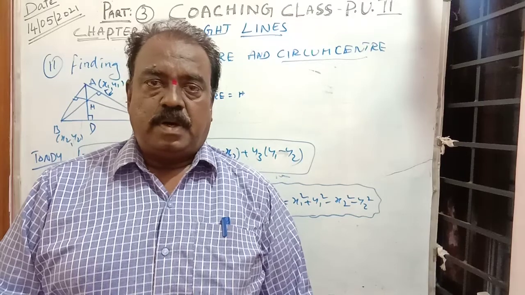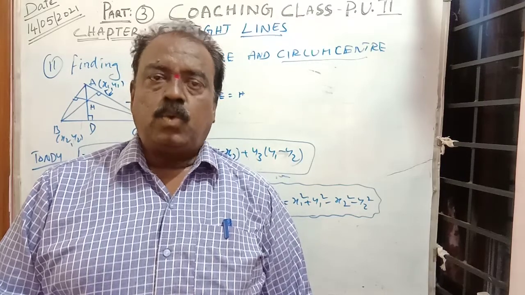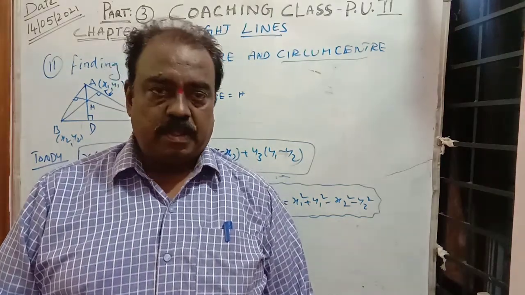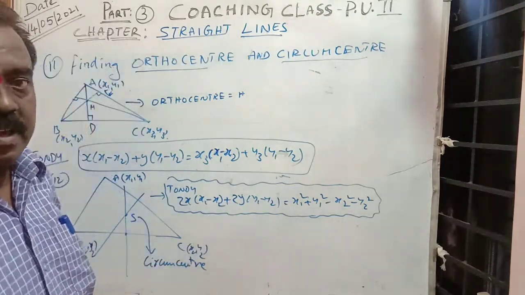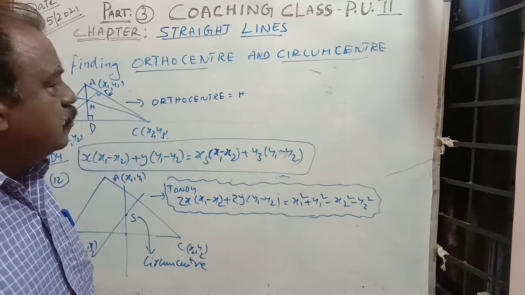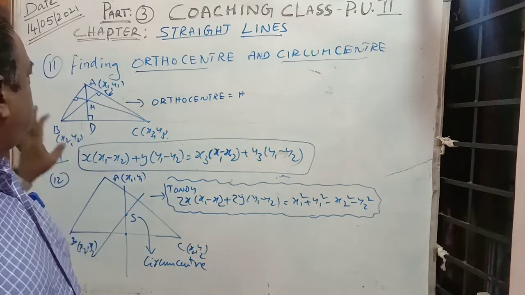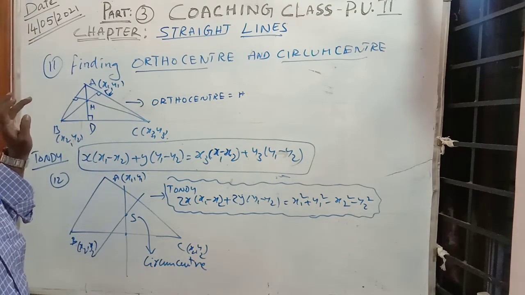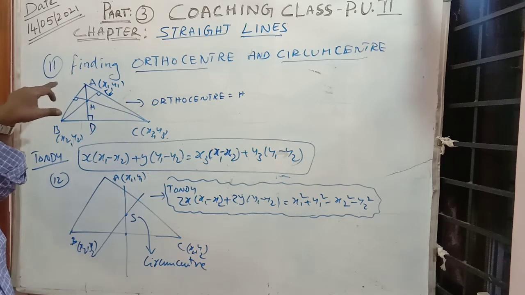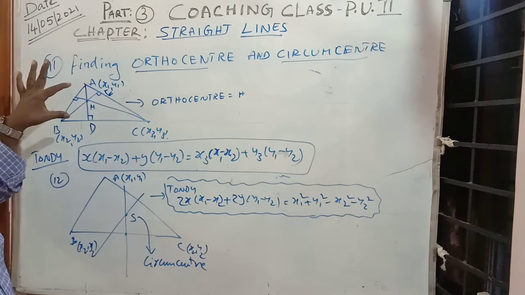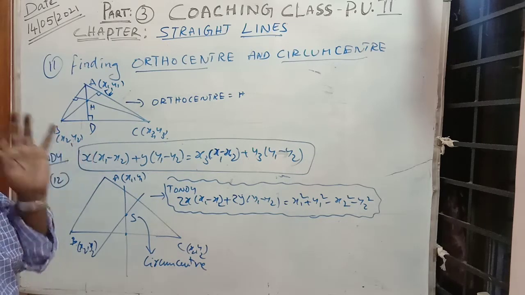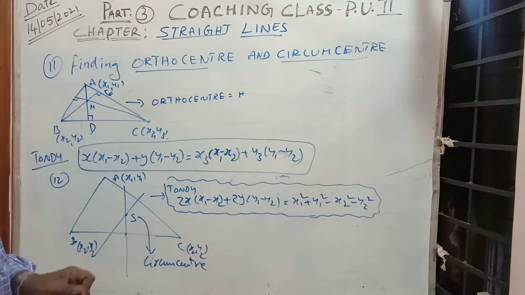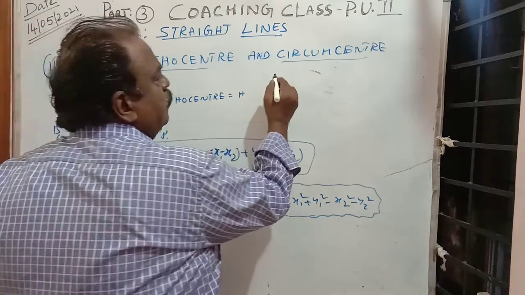It is the third part for the PU2 coaching classes, mathematics. In the synopsis of a straight line, the first 10 is over. The 10 also covers finding the orthocenter and circumcenter. There are 5 centers. Those 5 centers, you note them now.